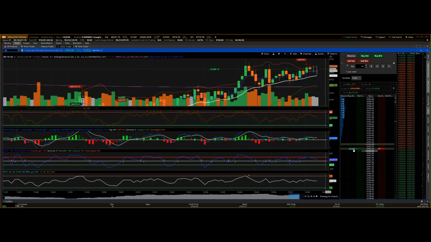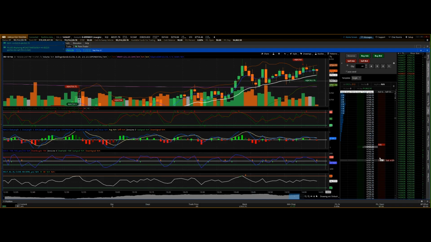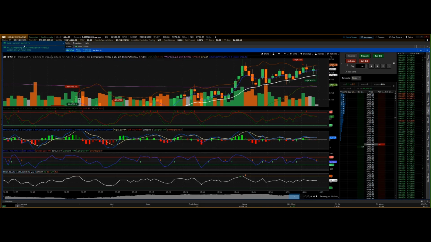My order is here to buy back the 4 contracts at 63.50 here. Let's see if I get filled. Oh, I did get filled. I got filled at 62.75, so actually better than what I was hoping for. We made a little bit more money than just 100.